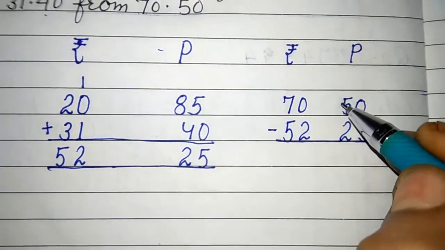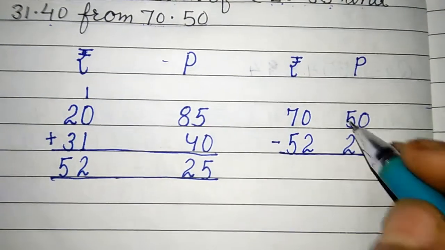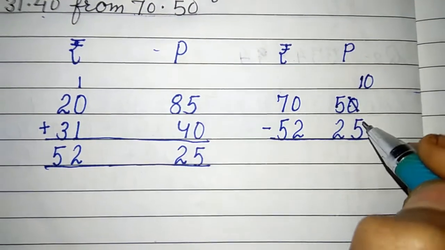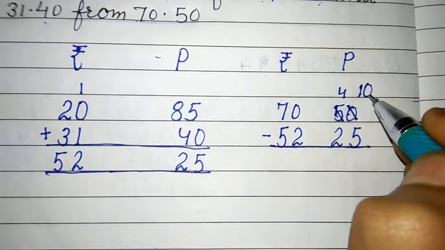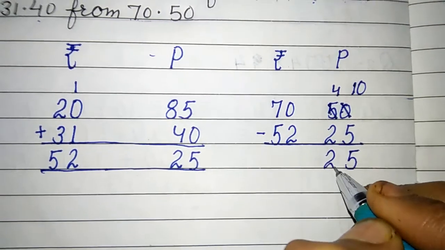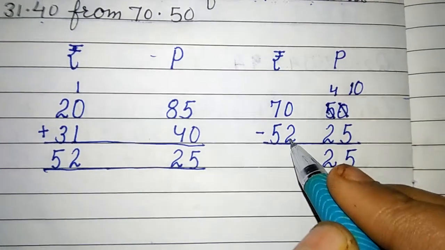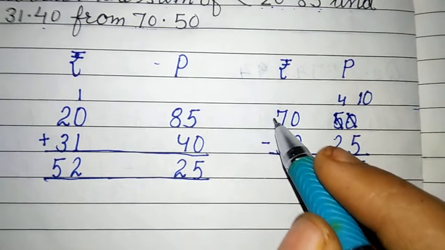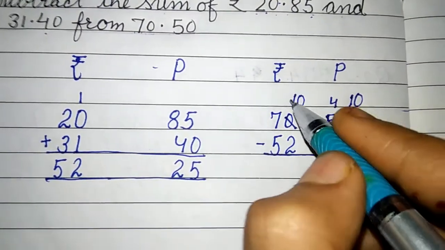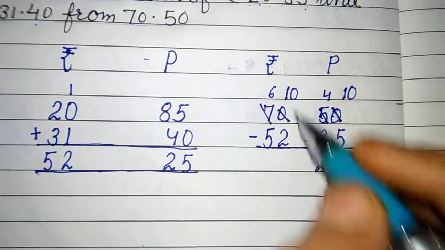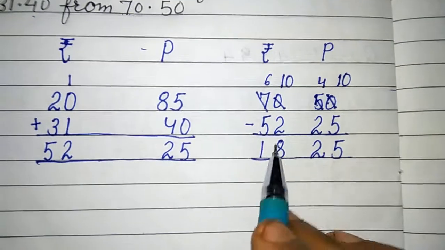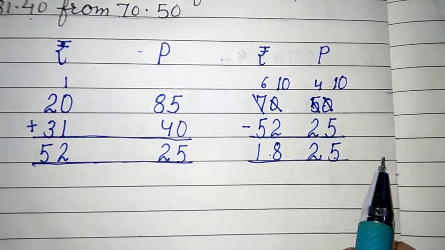Zero cannot cut 5, so it will take borrow from 5. 5 gave 1 to 0, so 0 became 10 and 5 became 4. Now 10 minus 5 is 5 and 4 minus 2 is 2. Next 0 cannot subtract 2. It takes borrow from 7. 7 gave 1 to 0, so 0 became 10 and 7 became 6. Now 10 minus 2 is 8 and 6 minus 5 is 1. Answer is rupees 18 and 25 paise.